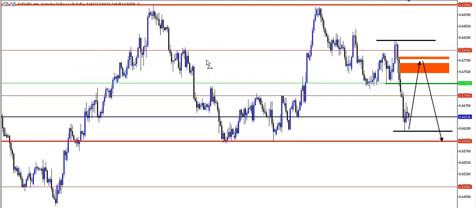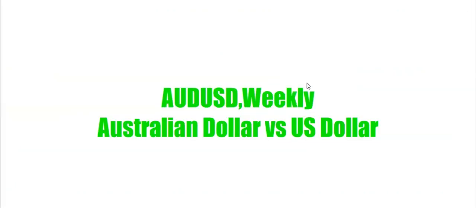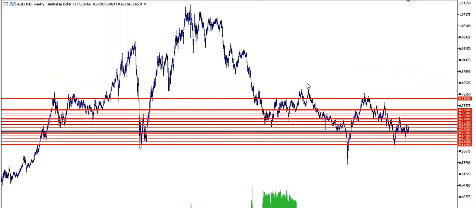And then, let me show you something on the weekly time frame. Let me show you the global trend. Global trend is down. This pair has been going down since 2011. So yeah, the global trend is just bearish.